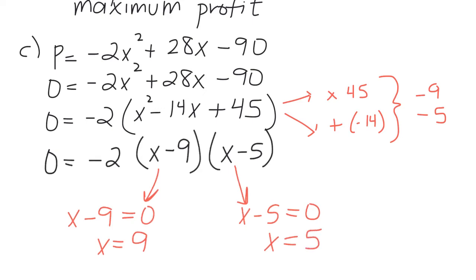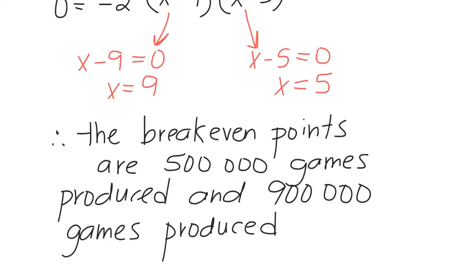Now remember that x represents the number of games that are made or produced in hundred thousands. So this is not just 5 games and 9 games, it's actually 500,000 games and 900,000 games. So to conclude, we could say, therefore, the break-even points are at 500,000 games produced, and again at 900,000 games produced.